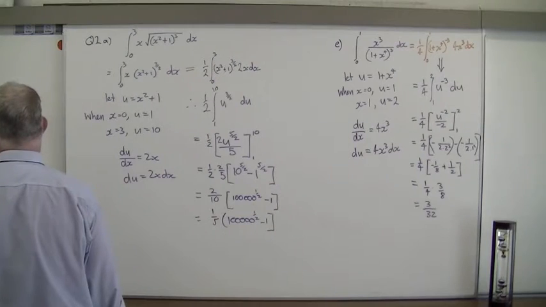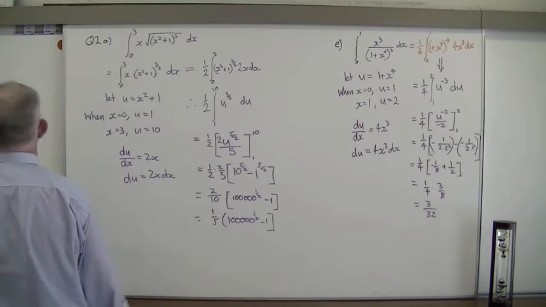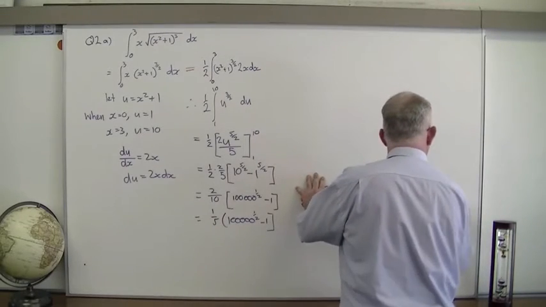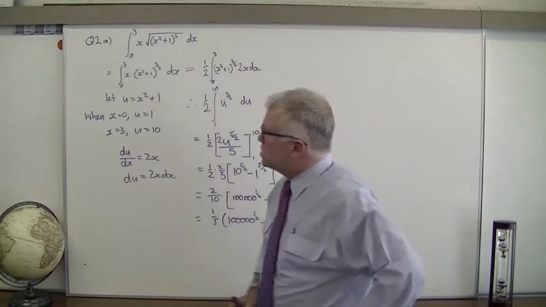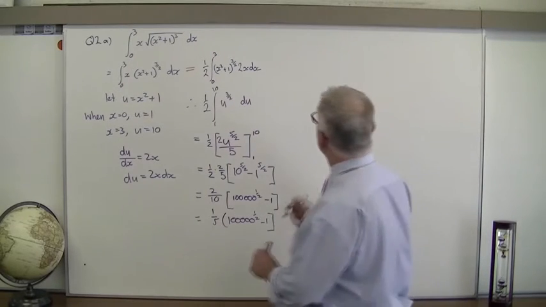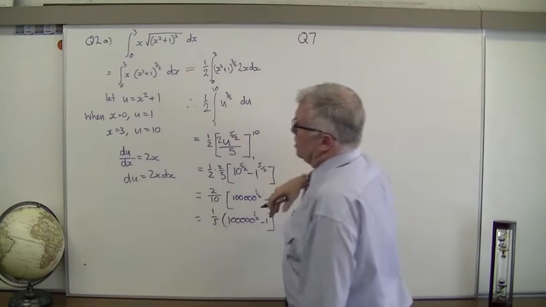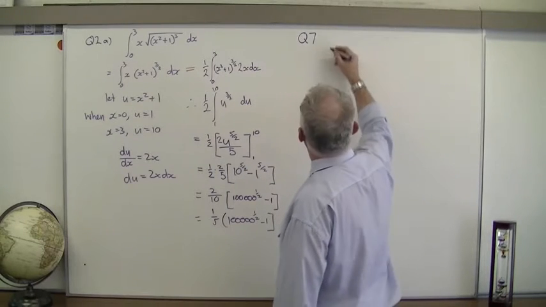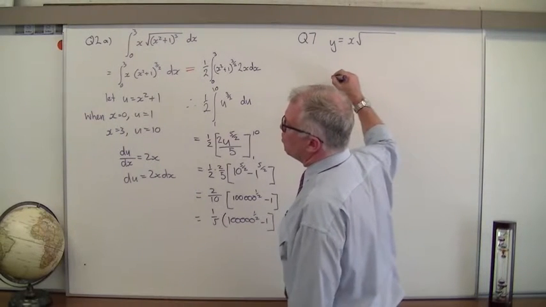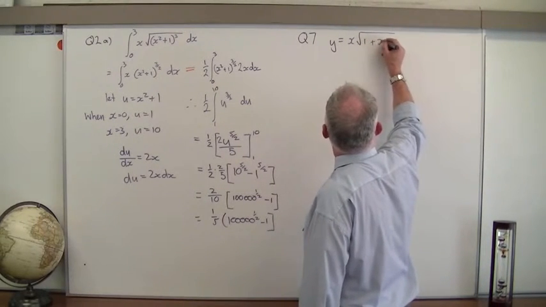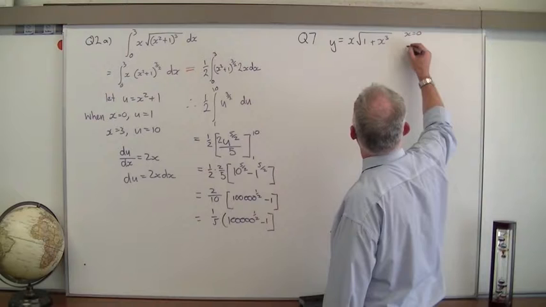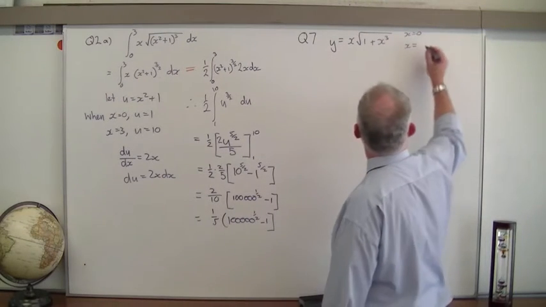Let's have a look then at question 7. Okay, question 7 is a really interesting one, because now they're giving you an expression to integrate, but they want a volume of revolution in question 7. So they give you this function that y equals x square root 1 plus x cubed, and the limits of integration for this are meant to be from x equals 0 to x equals 2, I think, yes, to x equals 2.